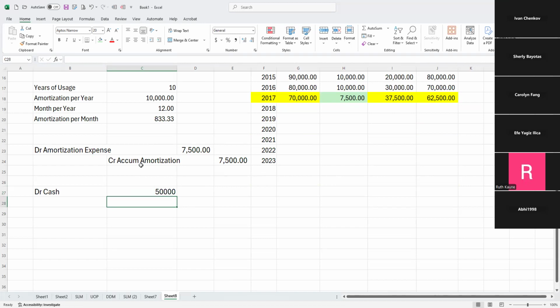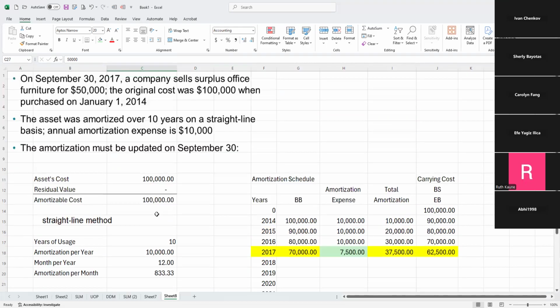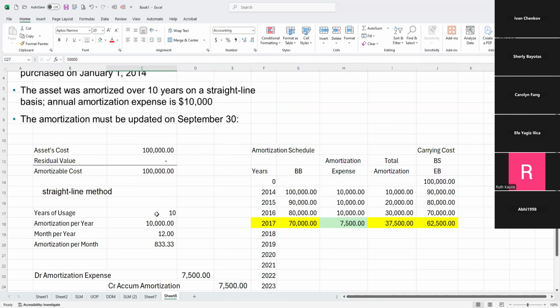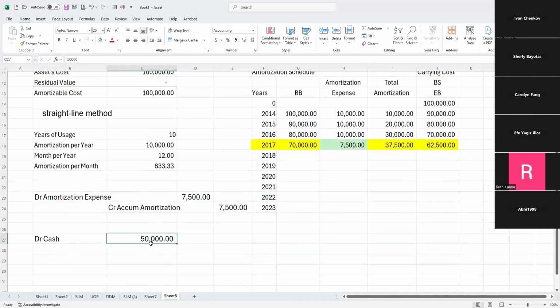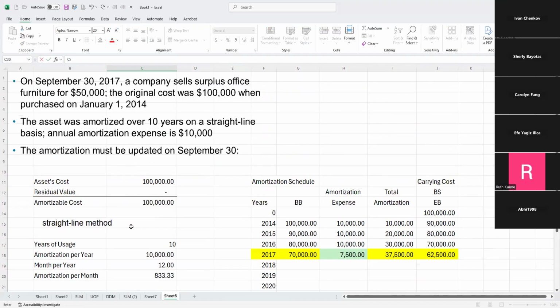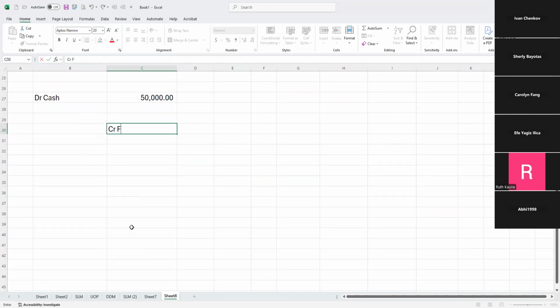Now the question is, why did they get $50,000? Because they sold the asset, correct? Think logically. I'm getting cash. Why am I getting cash? Because I'm selling the asset. If I sell the asset, do I have the asset? No. Let's get rid of the asset. Credit. What was our asset? Furnitures.